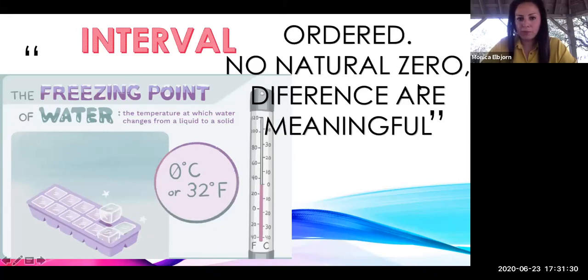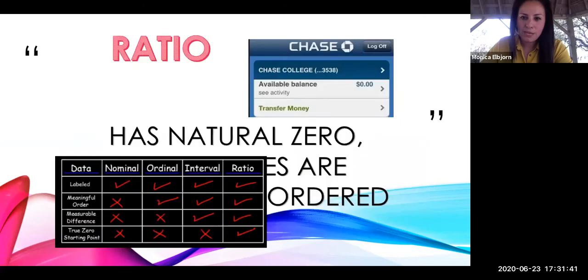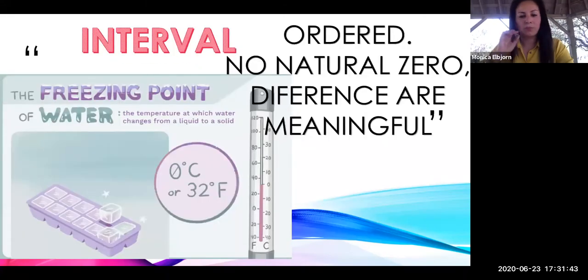the differences are meaningful, but it doesn't have a natural zero. That's the most important part, as you can see. So what do I mean by it doesn't have a natural zero? What natural zero means is, whenever you have a zero, that means you have none.